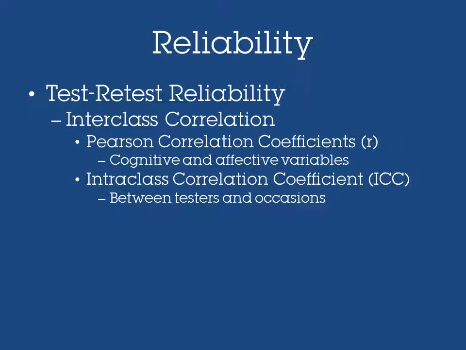More often than not, in the examples that I was giving before, with the goniometric measurements, we're going to be seeing intraclass correlation coefficients, ICCs, between testers and between occasions. This is important because these are the type of statistics that you're going to see in a paper.